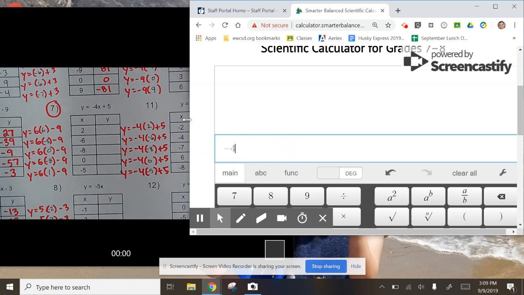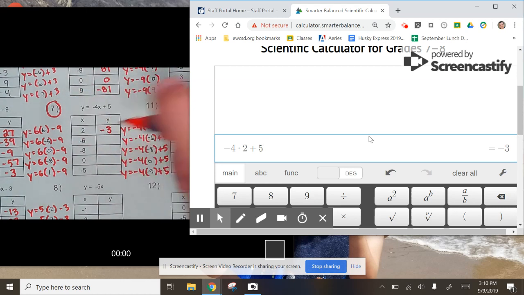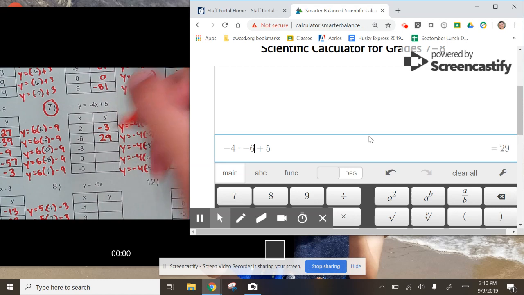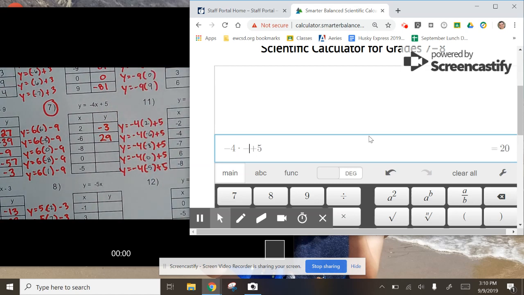So negative 4 times, what's the first one? 2 plus 5. And I get negative 3. If you don't know what's going on, you better come talk to me tomorrow, because this stuff is not too difficult, especially when the calculator is involved. The next one's negative 6. And we get 29. Next one's negative 8.